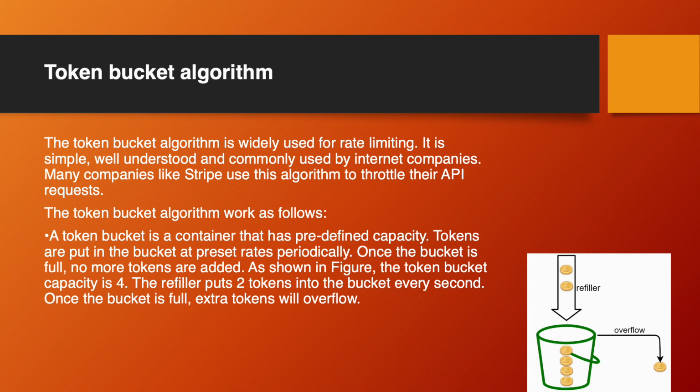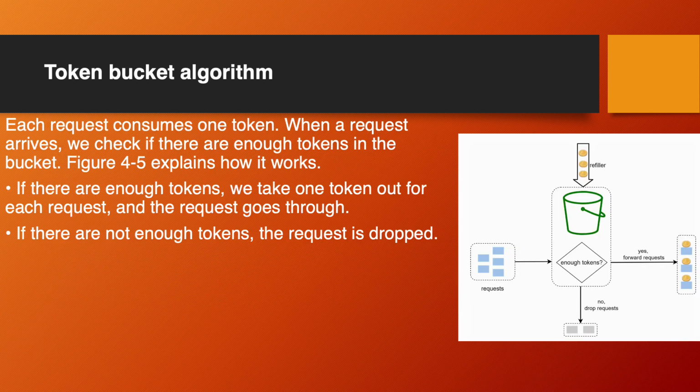A token bucket is a container that has a predefined capacity. Tokens are put in the bucket at preset rates periodically. Once the bucket is full, no more tokens are added. As in the figure, the token bucket capacity is 4. The refiller puts 2 tokens into the bucket every second, and once the bucket is full, extra tokens will overflow. So, pretty simple. Now in the token bucket algorithm, each request consumes 1 token. When a request arrives, we check if there are enough tokens in the bucket.